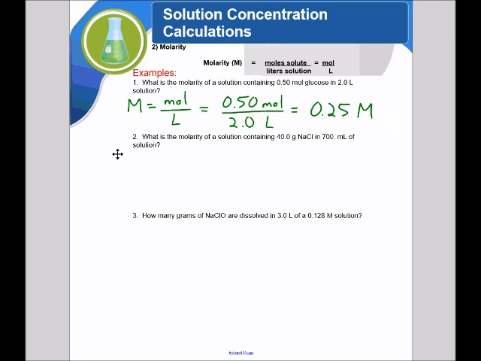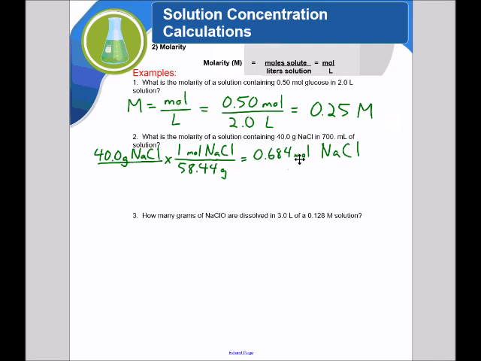Now, what is the molarity of a solution containing 40 grams of sodium chloride and 700 milliliters of solution? So first, I need to get to moles. So 40 grams of sodium chloride, there's 58.44 grams in 1 mole of sodium chloride. That means I have 0.684 moles of sodium chloride. So I couldn't just plug in the 40. I had to convert the 40 grams to moles.